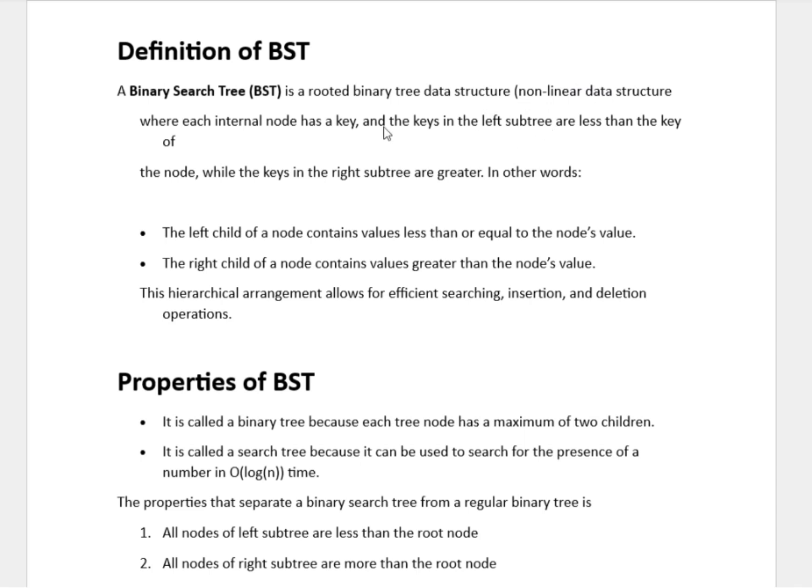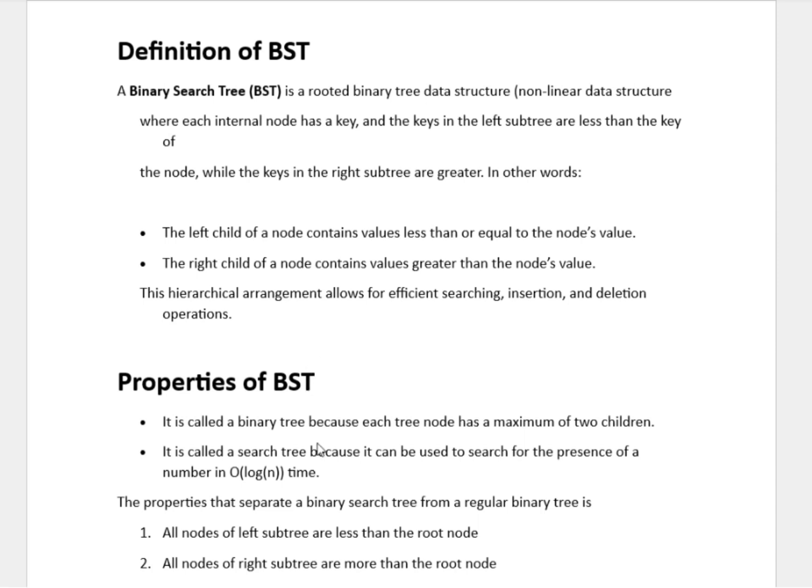That means a nonlinear data structure where each internal node has a key and the keys in the left subtree are less than the keys of the node, while the keys in the right subtree are greater. In other words, the left child will have the lesser values and the right child will have the greater values. The basic operations of this BST are searching, insertion and deletion.